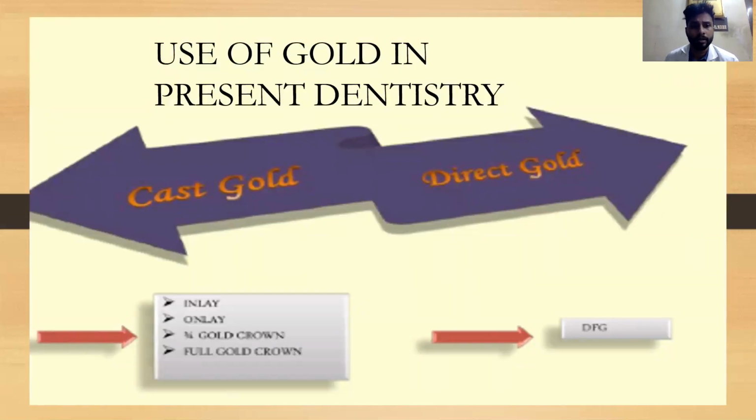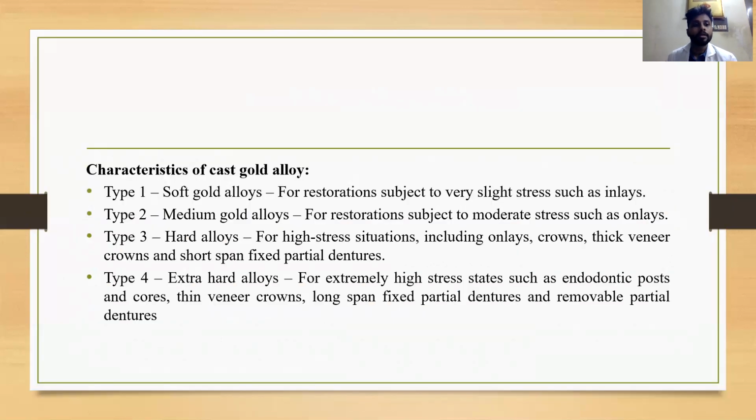So, use of gold in present dentistry: it is classified into direct filling gold and cast gold. And we have inlay, onlay, gold crown, and full gold crown, and direct filling. So, characteristics of cast gold alloy.